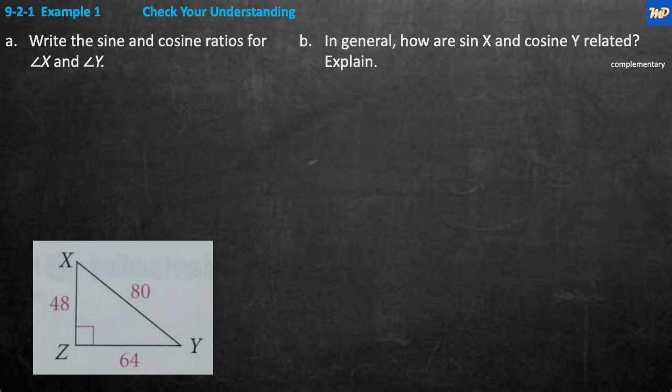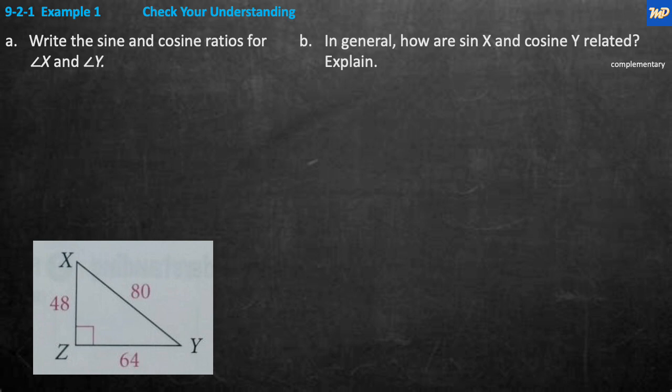Okay, example 1, check your understanding. They'd like you to write sine and cosine ratios for angle x and y using the diagram below. And then generally want to know how are the sine of x and the cosine of y related, and then explain. So go ahead and take some time, stop the video. When you come back, we'll continue on. Okay, I'm assuming you stopped it, you've tried it, so let's give them a shot.